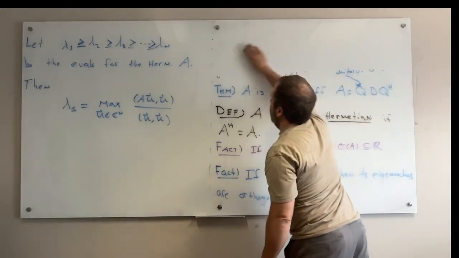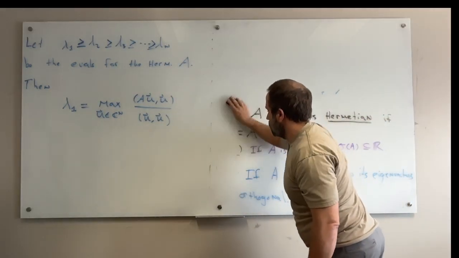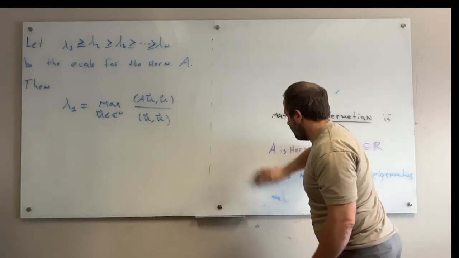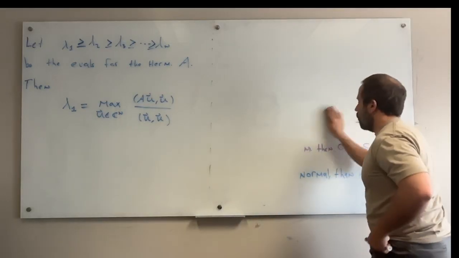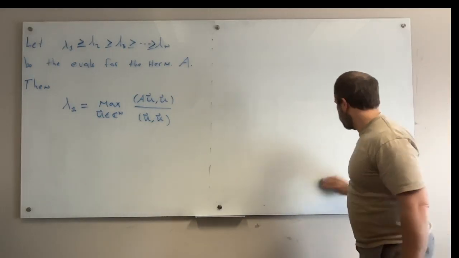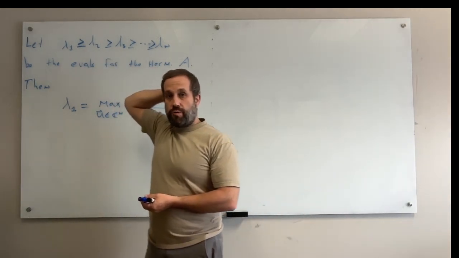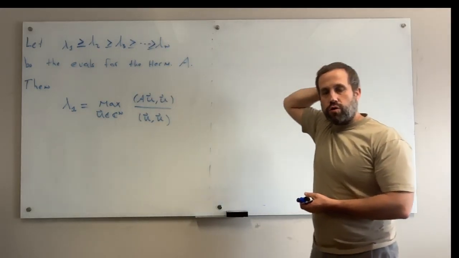This is a very, very nice fact about Hermitian matrices. The only point at which we're using the fact that the matrix is Hermitian rather than just being normal is to show that the eigenvalues are real. It's to be able to have an order of the eigenvalues.